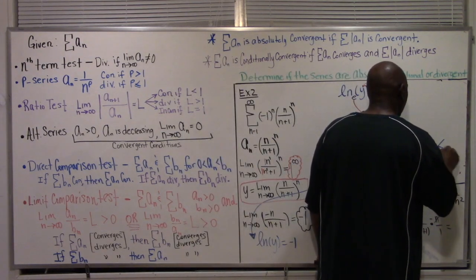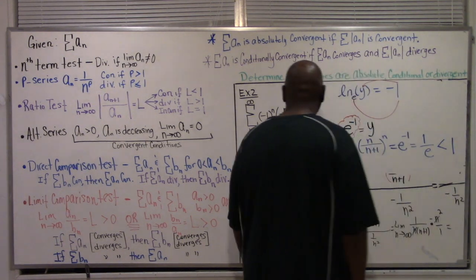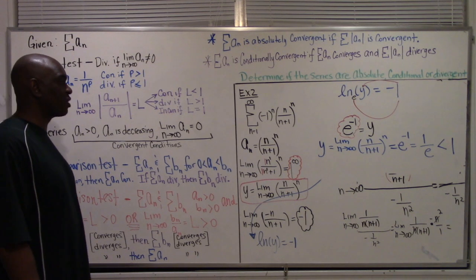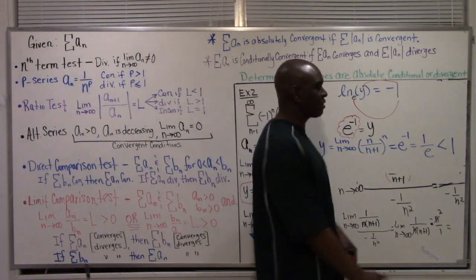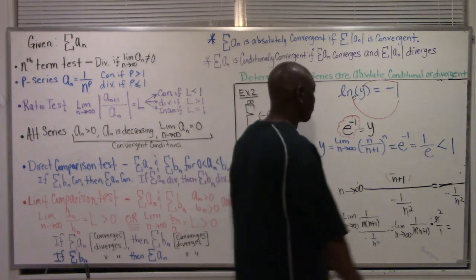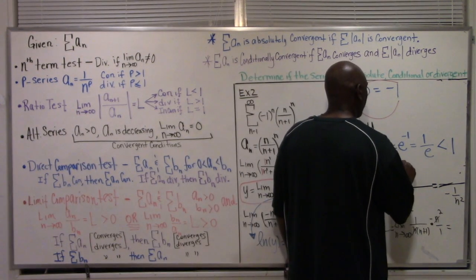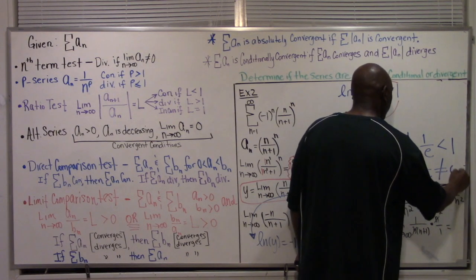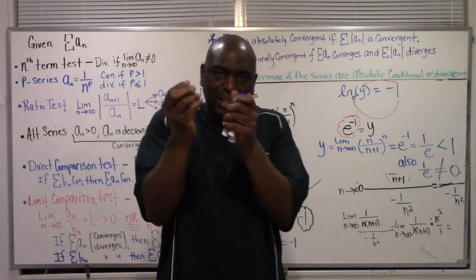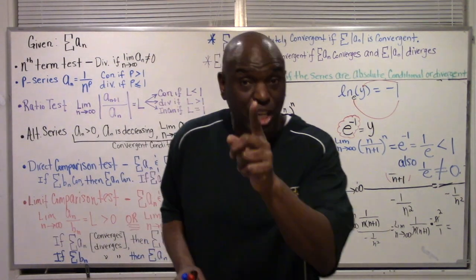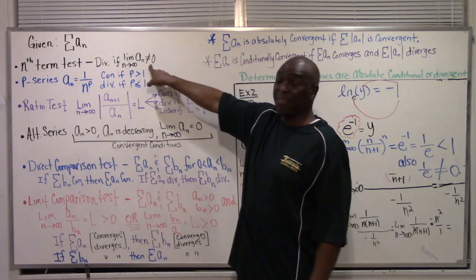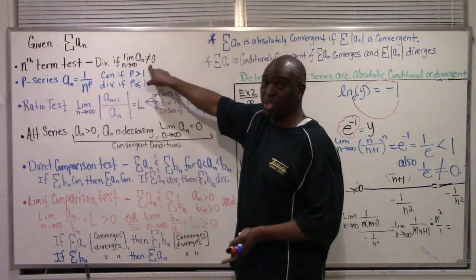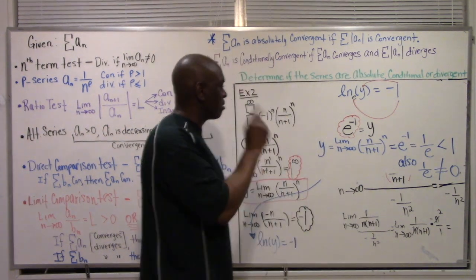1 over e is less than 1. But since it's less than 1, that's not telling us anything. But here's what it does tell us. 1 over e does not equal 0. It is less than 1, but greater than 0, but it doesn't equal 0. If it equals 0, we can't determine whether it's divergent or not. But since it doesn't equal 0, we then know that this series is divergent.